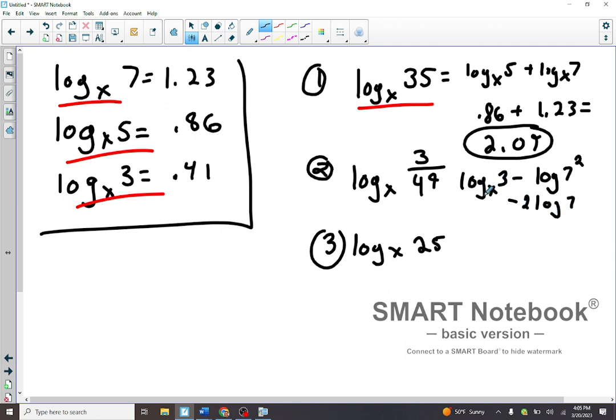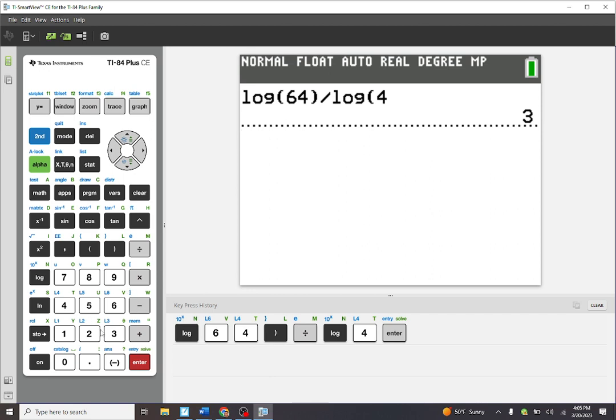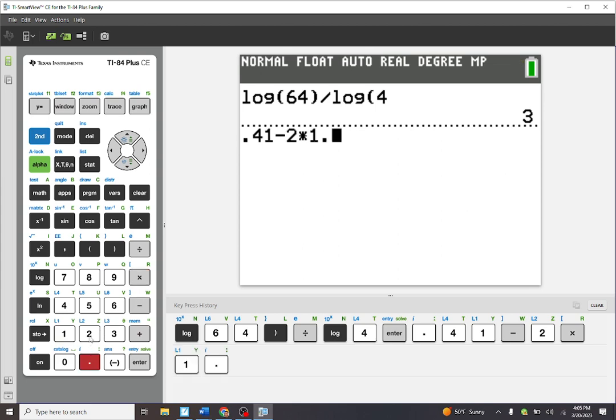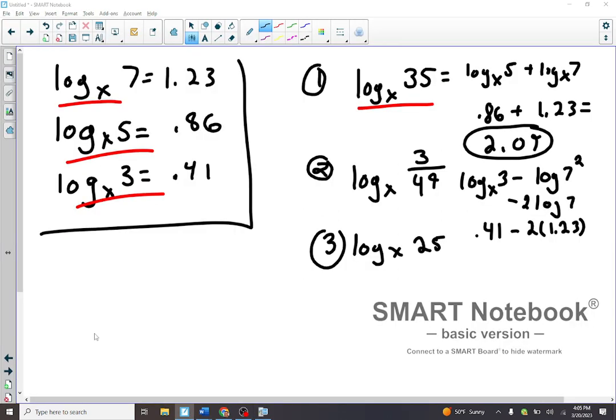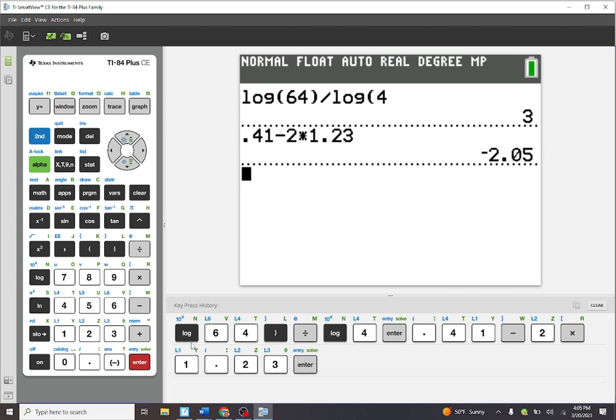I know what log base x of 3 is. Log 3 is 0.41 minus, I know what log 7 is, 2 times log 7, 1.23. Let me do the math first and then I'll let you answer the question. It's going to be on the test. So 0.41 minus 2 times 1.23. Was it 23? 23. And that's going to be negative 2.05.